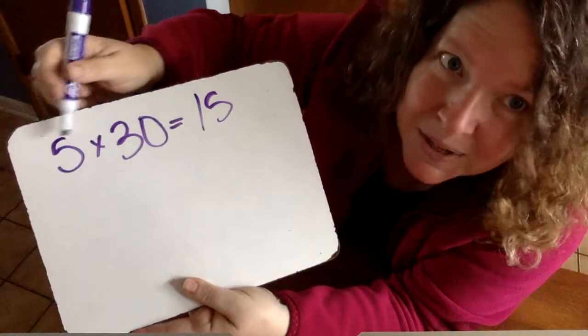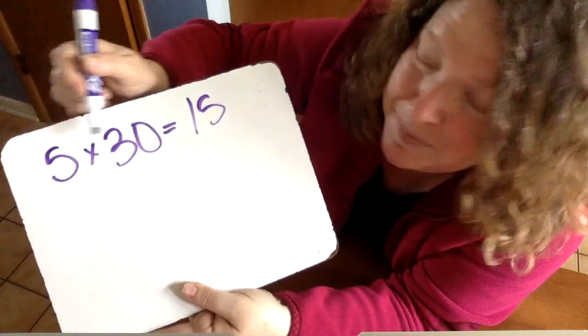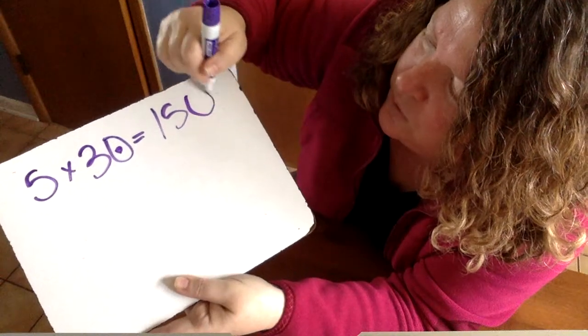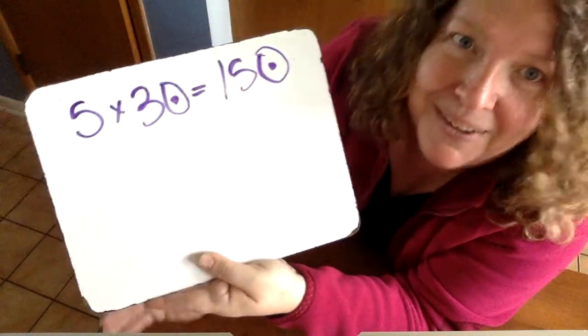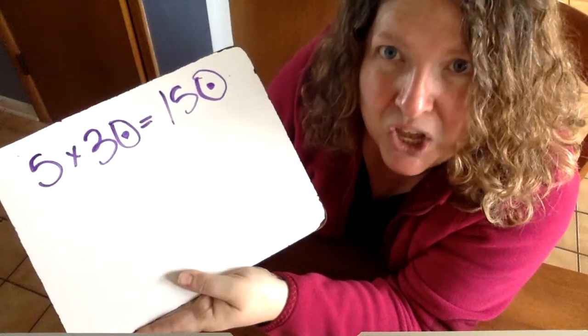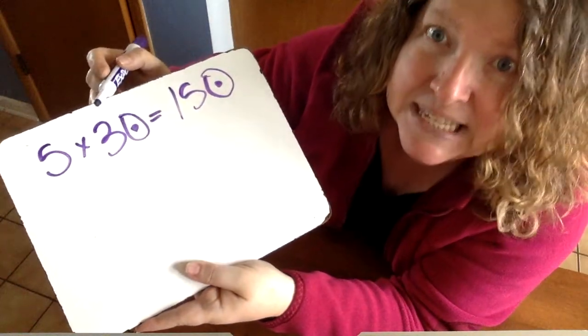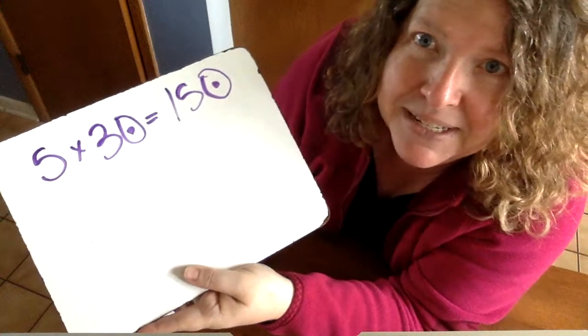Then in all the parts of the problem, there's a 0. So in all the parts of the problem, we need 1 more 0, 150. Now this is 150 cents because we were multiplying 5 groups of 30 cents. So this is 150 cents.